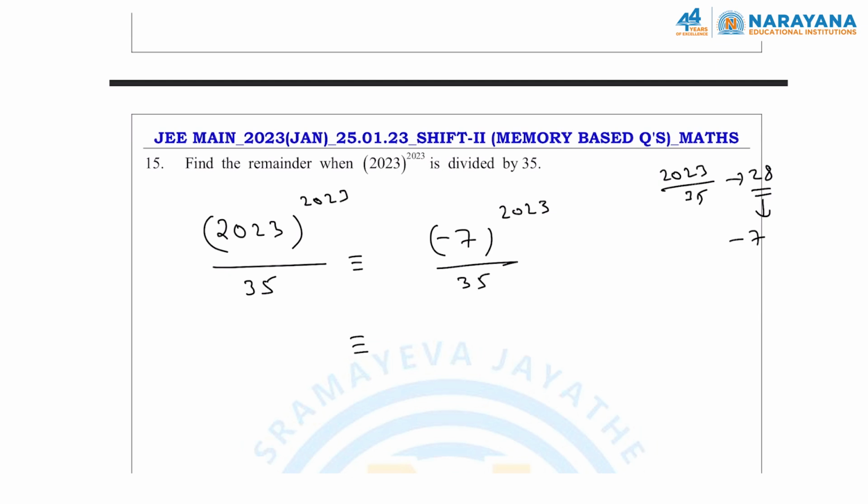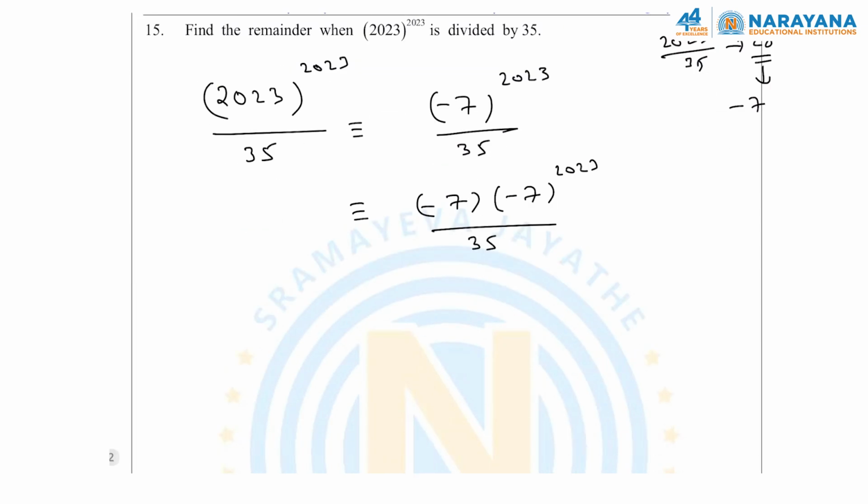Now, if I am taking 1 minus 7 outside, minus 7 whole power 2023 divided by 35. Now I can cancel this 7 and write it as minus of, sorry, this is power 2022 because we have used 1 minus 7, so this power will reduce by 1. So minus of 7 power 2022 whole power 5. We are cancelling this 7 with 35.